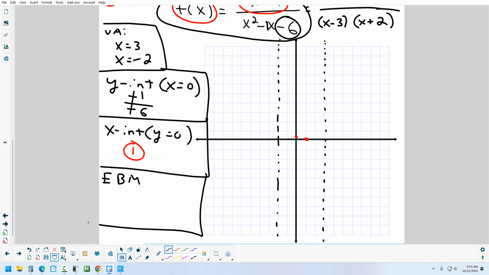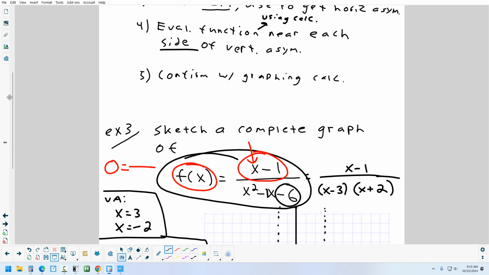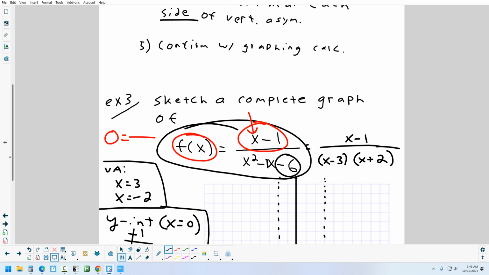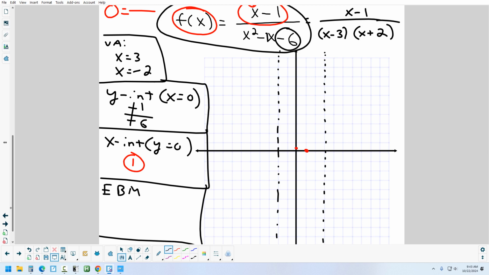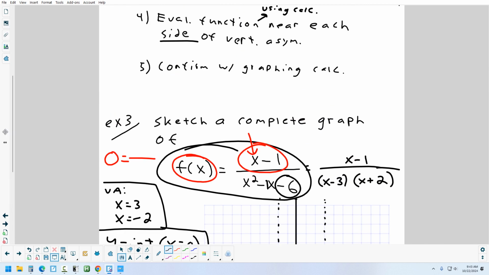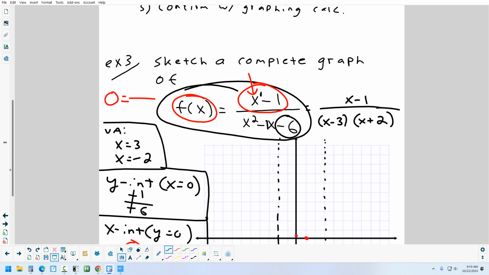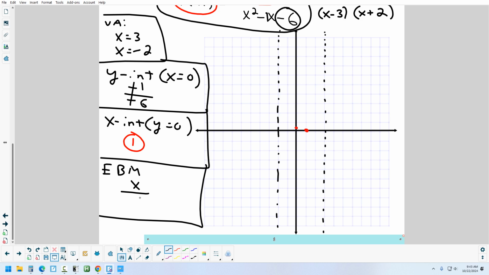Now, when you do the EBM, make sure you go back and look at the original. Okay, don't look at the factored one. That might confuse you. What's the highest term in the top? X. x. That's the highest degree term in the top. X has a degree of 1. The constant right there has a degree of 0 because it doesn't have an x. What's the highest degree term in the bottom? X squared. And what does that simplify to? 1 over x. Okay, so there is your EBM.